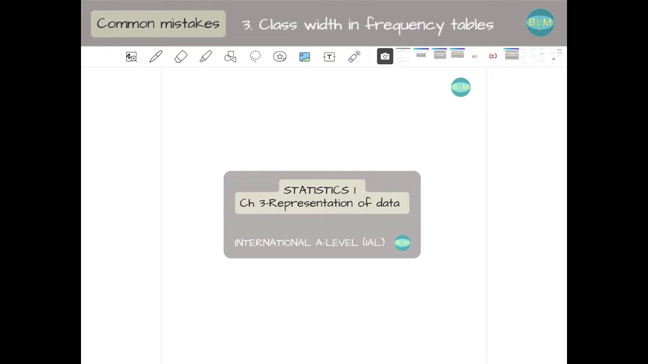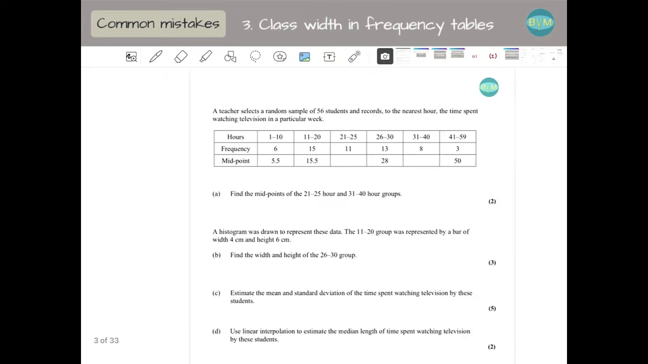Hello, this is a Statistics 1 question. I'm not very sure about the paper that this comes from, but it's perfect to illustrate the problem that I want to show you, the mistake.